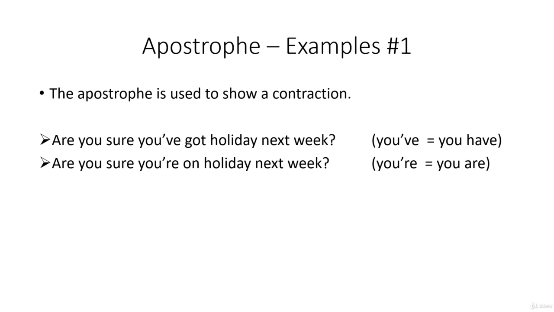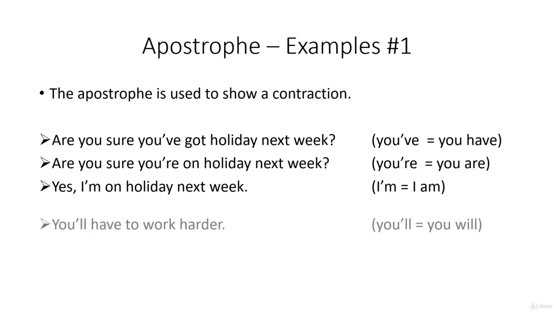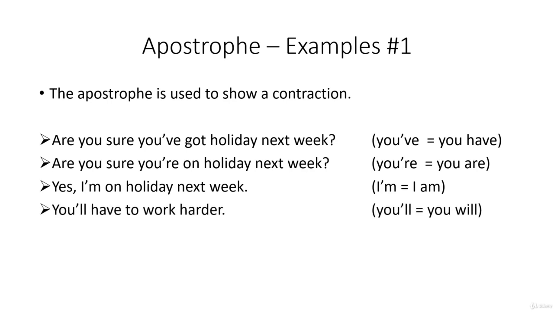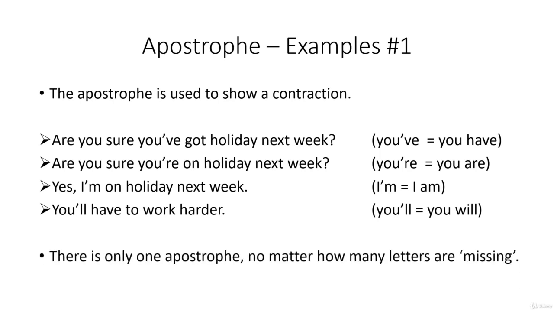Are you sure you're on holiday next week? In this case, you are is missing one letter, the A, and has been abbreviated or contracted to you're. Yes, I'm on holiday next week. And here the I'm is the contracted form of I am. You'll have to work harder. And here you will, we're missing two letters, making you will contracted to you'll. And as we said, there's only one apostrophe no matter how many letters are missing. We don't put one per letter.